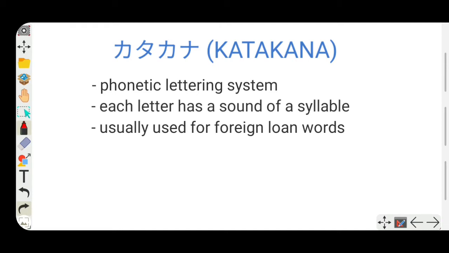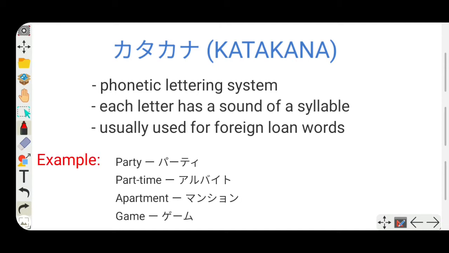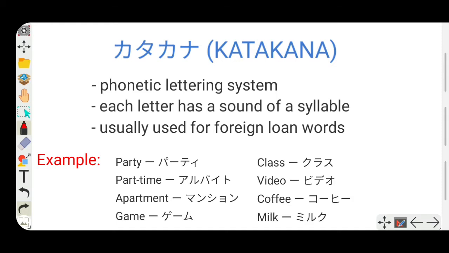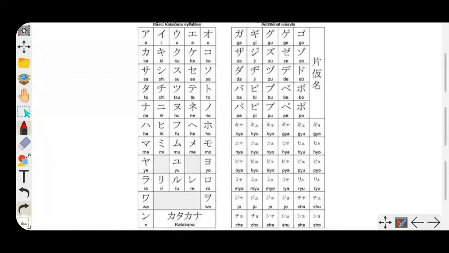For example, party. In katakana, it is pronounced as pati. Part-time, arubaito. Apartment is mansion in Japanese. Game is gemu. Class, kurasu. Video, coffee, kohi. Milk, miruku. Now we have here the katakana table.